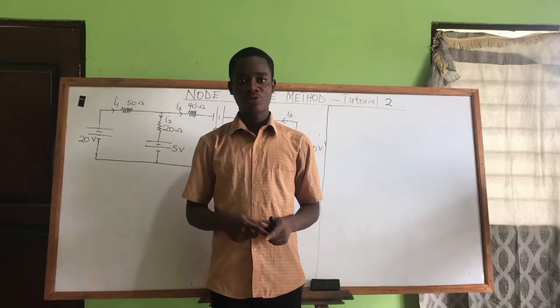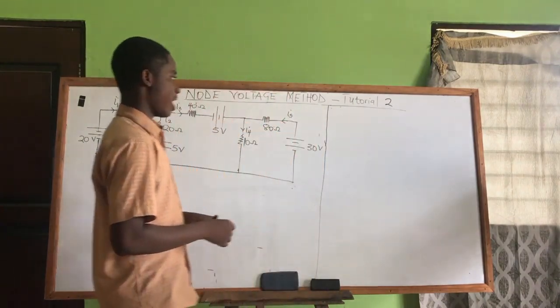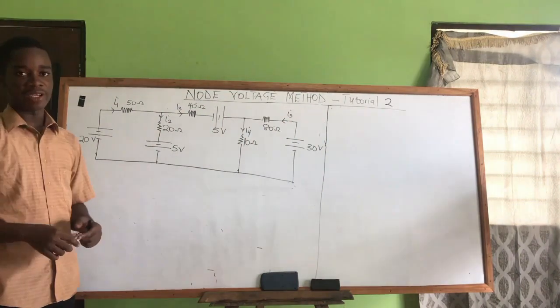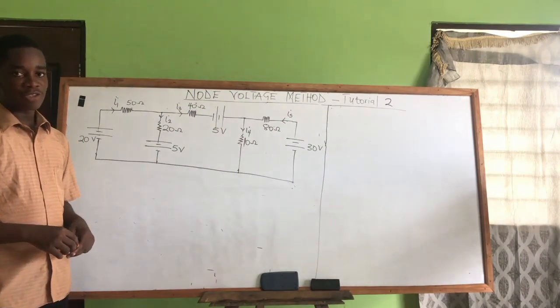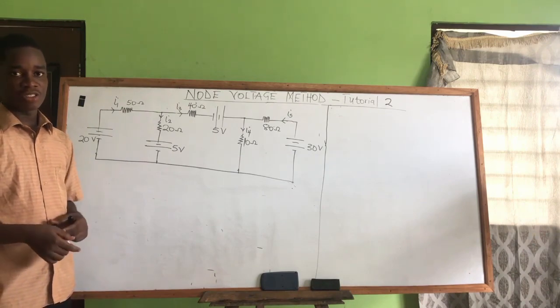Hello guys, welcome to tutorial 2 and the node voltage method. In this video we are going to use the method to calculate the current through each of the resistors. So we have to first of all identify the number of nodes and then assign voltages to them.